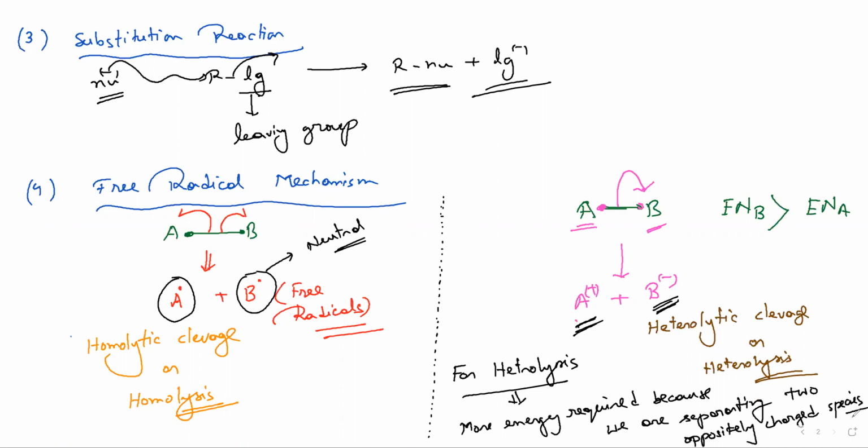Any doubt up to that part? Okay, then I am talking about what the reaction intermediates are. What are the reaction intermediates present in any type of reaction mechanism? Reaction intermediates means the species through which the reaction proceeds. First of all, we have carbocation.